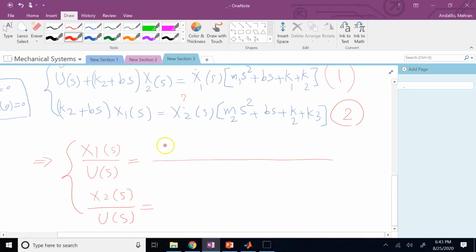So here it's going to be m2 s squared plus bs plus K2 plus K3, divided by M1 s squared plus bs plus K1 plus K2, times M2 s squared plus bs plus K2 plus K3, and this whole thing minus bs plus K2 squared.